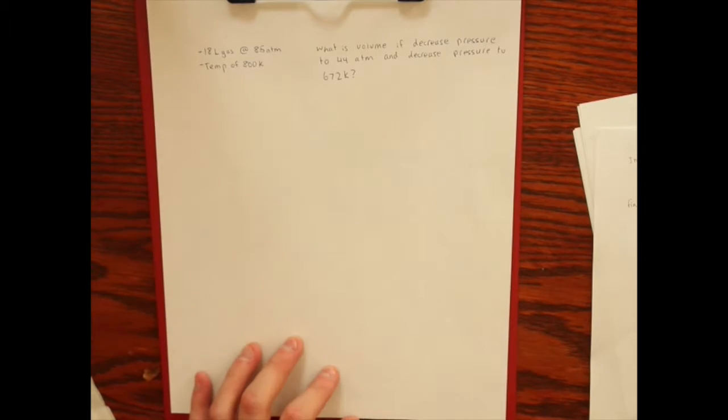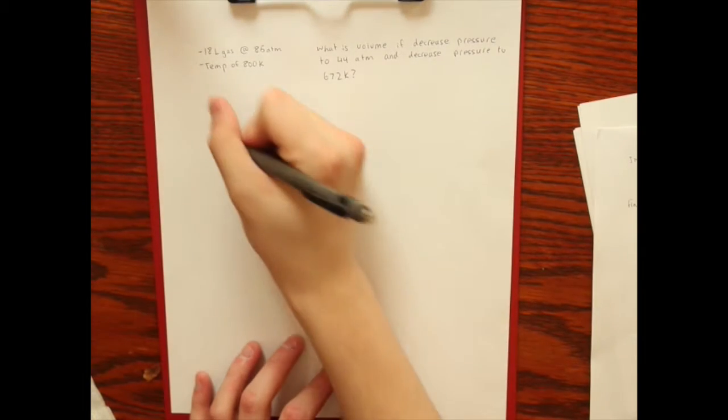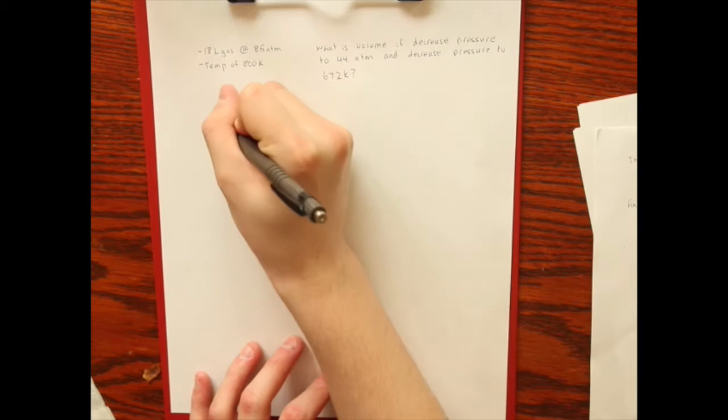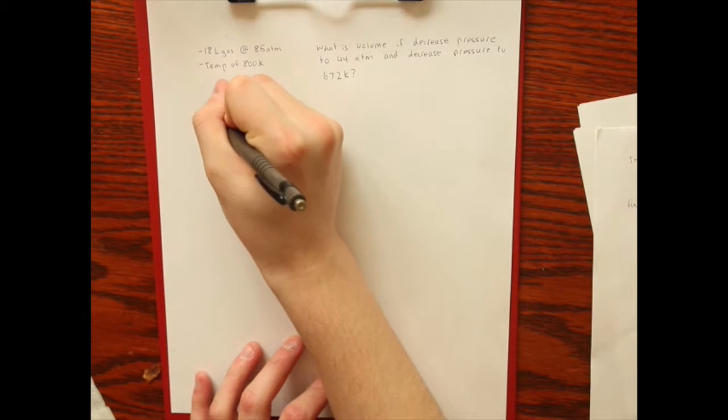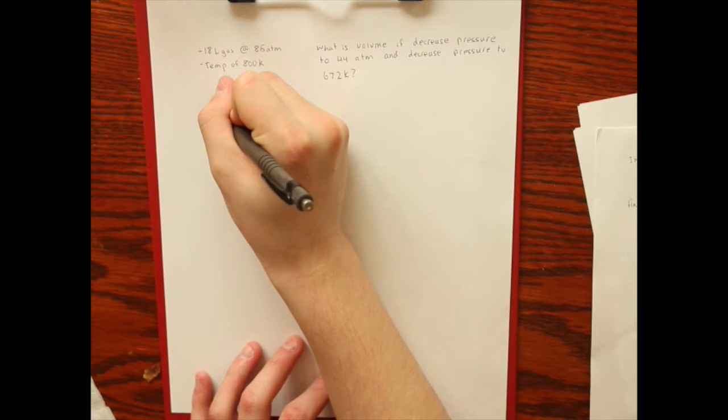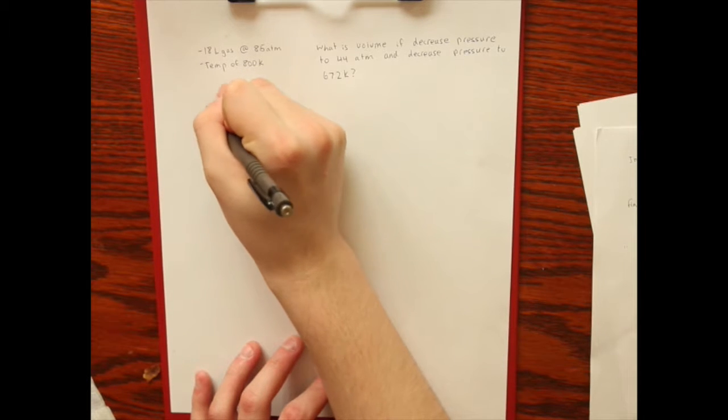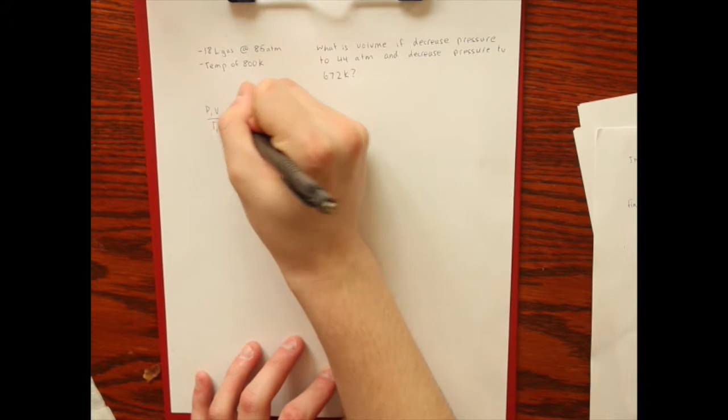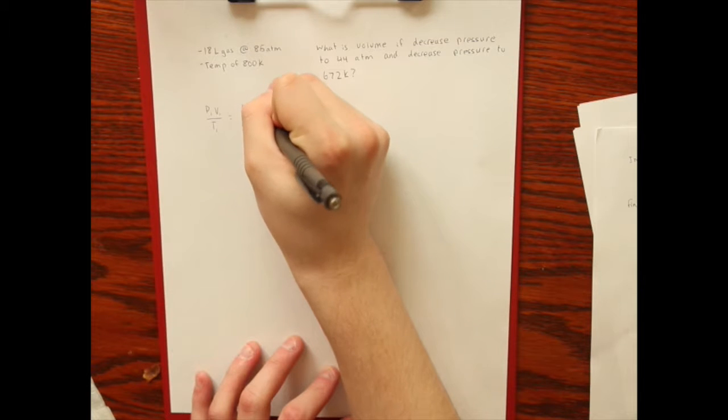So here's a practice problem. Solve for V using T and P. If I have 18 liters of gas held at a pressure of 85 atmospheres and a temperature of 800 K, what will be the volume of the gas if I decrease the pressure to 44 atmospheres and decrease the temperature to 672 K?